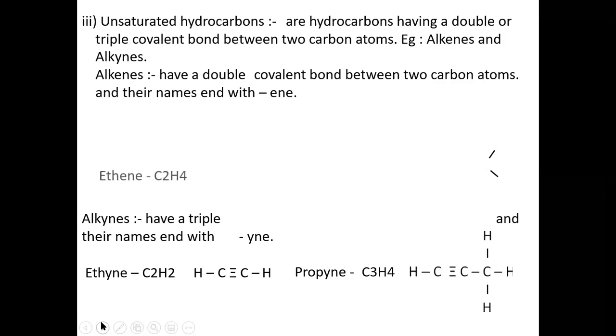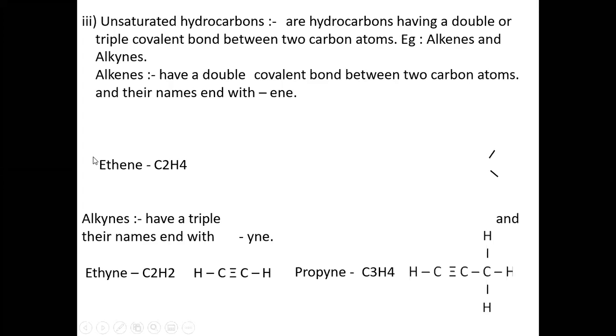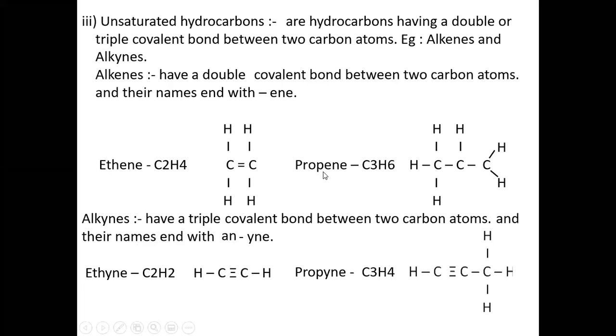So here we can see the example, that is ethene. The name ends with ENE. Here the example is ethene. We can see the name ends with ENE. So the molecular formula of ethene is C2H4. Another example is propene. The name ends with ENE. So in the case of alkenes, the name ends with ENE and a double bond is there.